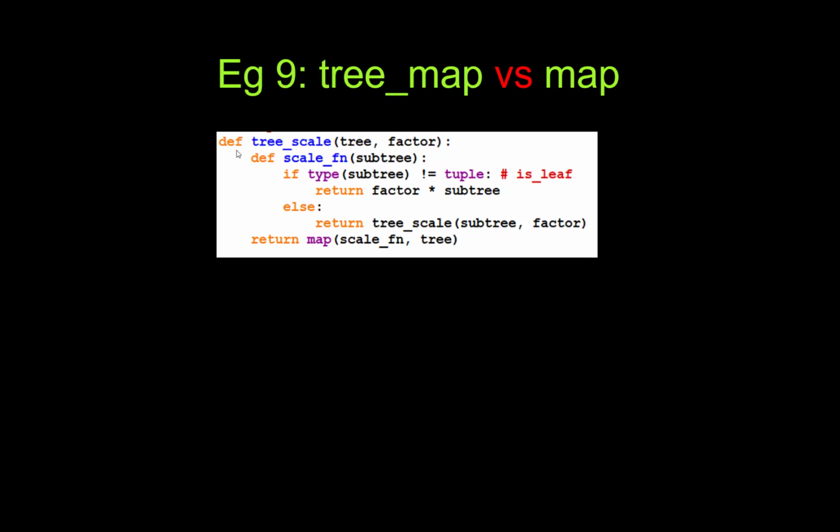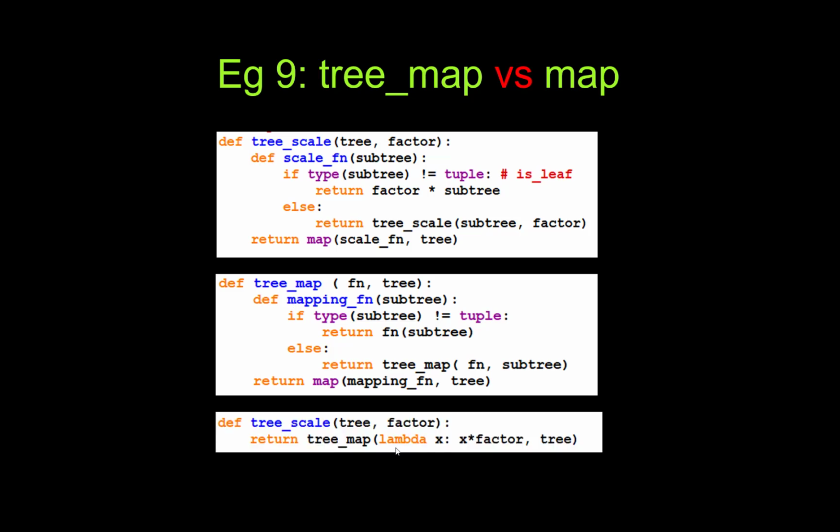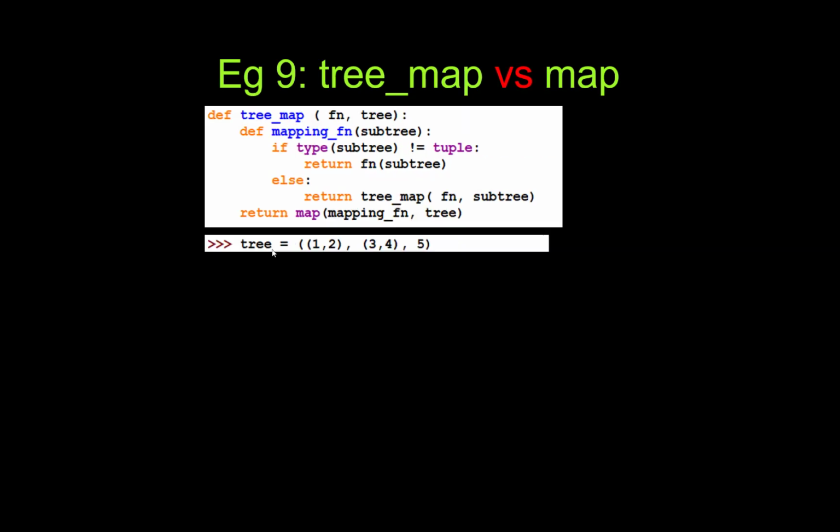Now, we have just seen tree_scale can provide the ability to work on each leaf while preserving the hierarchy of a tree. That is, we can actually generalize this to tree_map to map or apply a function to each leaf. You see, tree_scale and tree_map are of the same code, except that the factor times subtree becomes the function applying on the subtree to get tree_map. And then tree_scale is only a special case of tree_map, with a function with input x, return x star factor. Let's try out tree_map for our example tree 1, 2, 3, 4, 5.